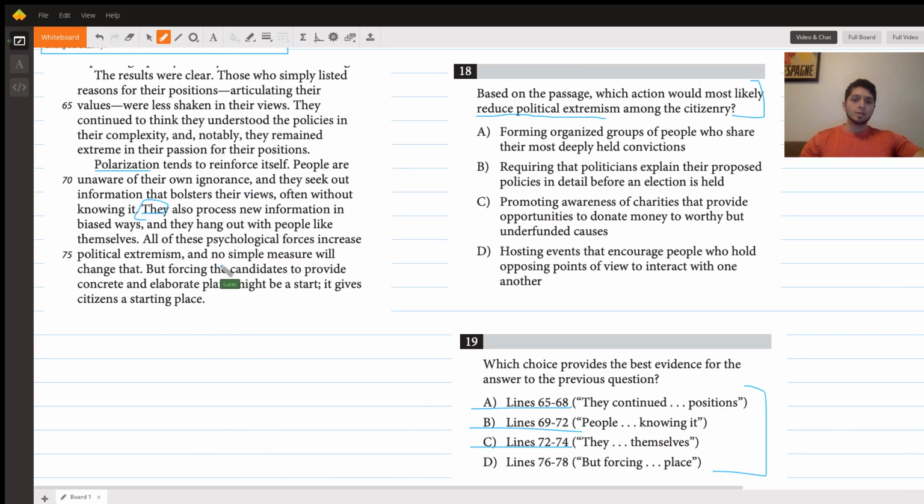Then we have D, which is 76 through 78, which says, but forcing the candidates to provide concrete and elaborate plans might be a start. It gives citizens a starting place. So I like this one so far. It starts with the word but, so we're getting a little bit of contrast.